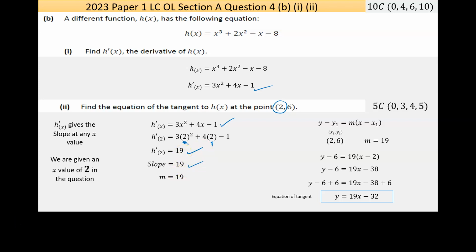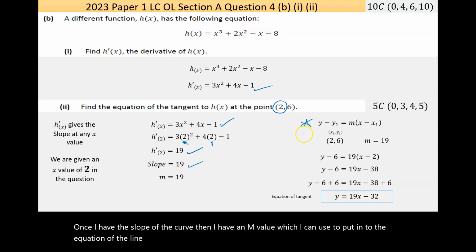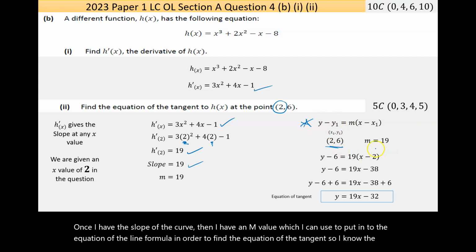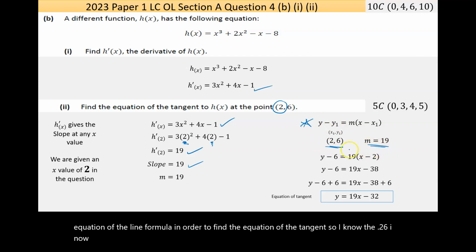Once I have the slope of the curve, then I have an m value, which I can use to put into the equation of the line formula in order to find the equation of the tangent. So I know the point, (2, 6). I now know the slope. So the three inputs to that formula I have.